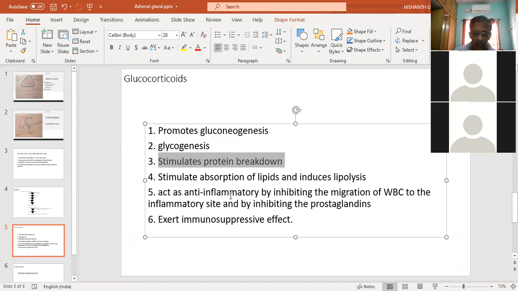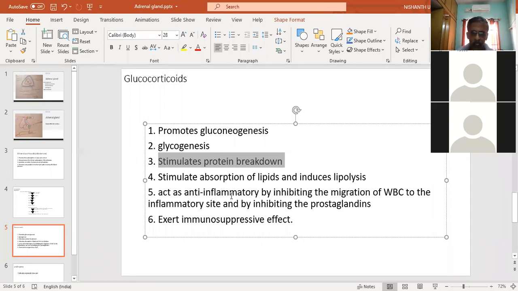Okay, so let me complete this point. When the protein starts to break down, then automatically what will happen? The product is amino acid. As you know, the protein is a chain of amino acids. So amino acids will be released into the blood circulation. So these amino acids, what will happen? They will reach the liver, and then the liver will start to process those particular amino acids.